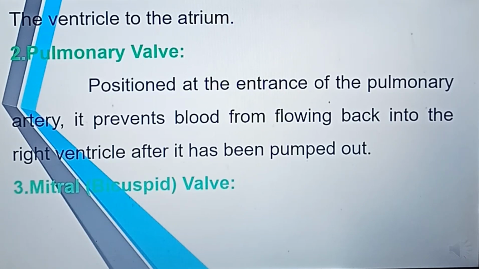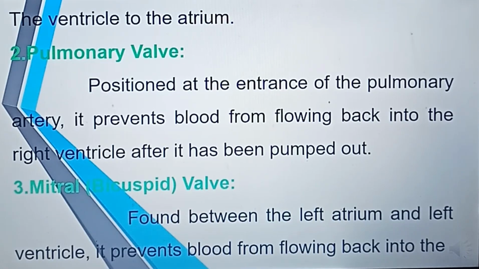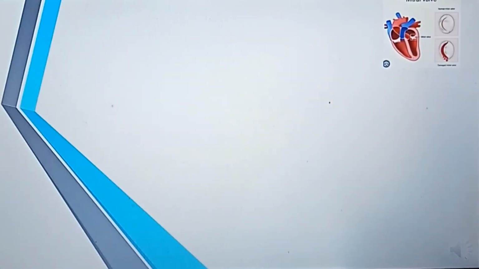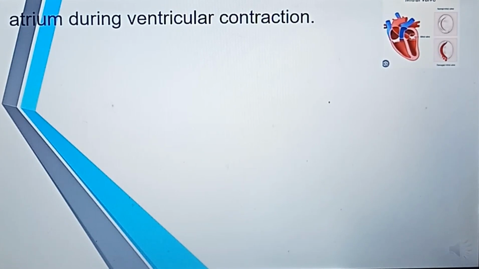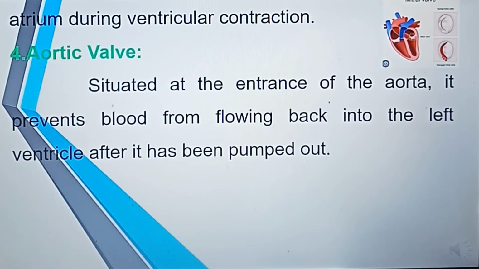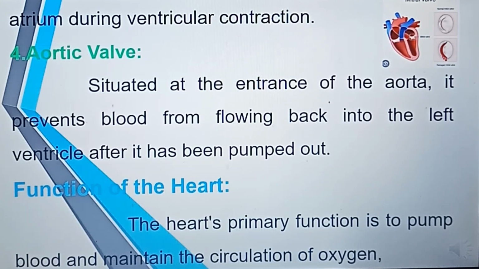Mitral, a bicuspid valve. Found between the left atrium and left ventricle, it prevents blood from flowing back into the atrium during ventricular contraction. Aortic valve. Situated at the entrance of the aorta, it prevents blood from flowing back into the left ventricle after it has been pumped out. Function of the heart.